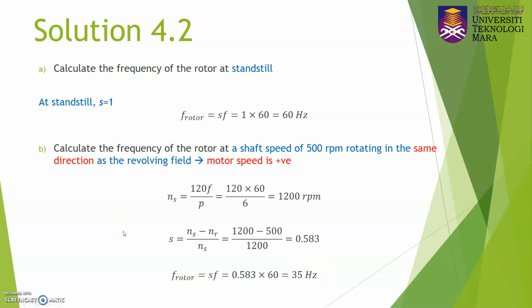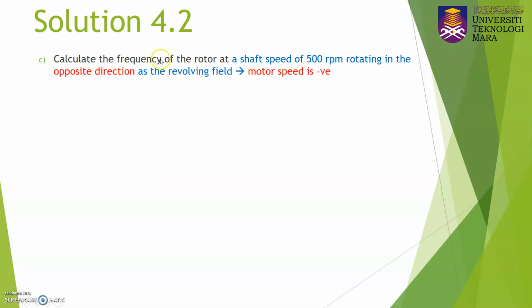For C, you need to calculate the frequency of the rotor at the same speed of NR, but it rotates in the opposite direction. When it says rotate in the opposite direction, meaning that the motor speed now is negative, NR is negative. So in this case your new S will be equal to NS, 1200 minus, negative 500, because the motor speed now is negative, divided by 1200.